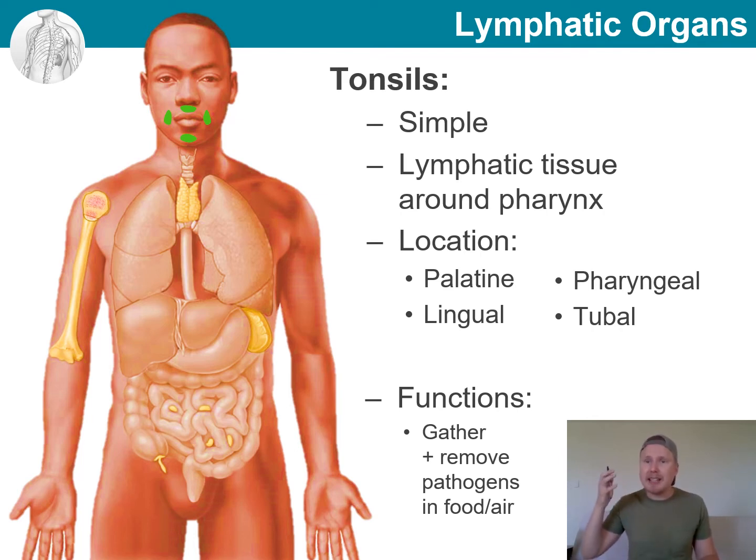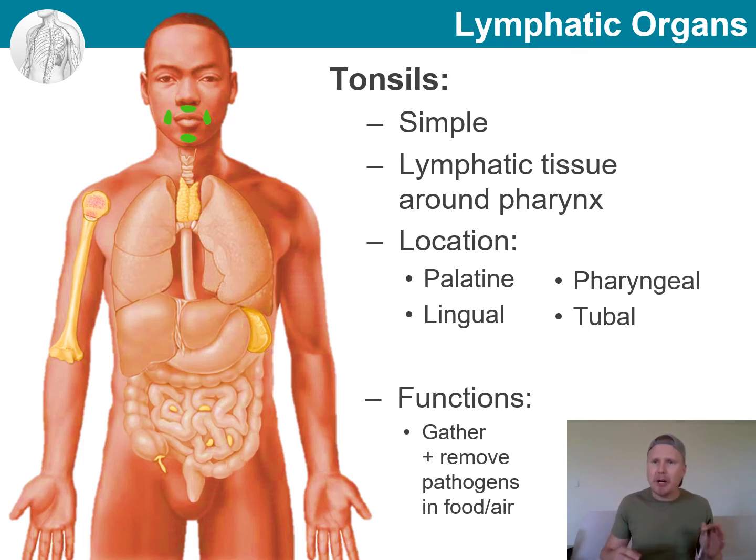Pharyngeal tonsil instead is located at the posterior wall of the nasopharynx. And finally, tubal tonsils. These surround the openings of the auditory tubes into the pharynx. So tonsils' function is to gather and remove pathogens in food and air.